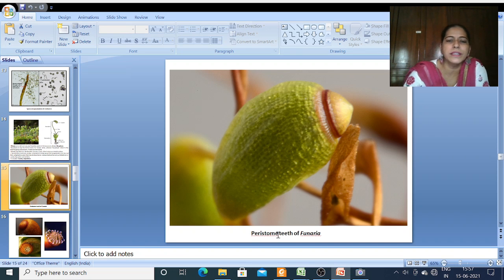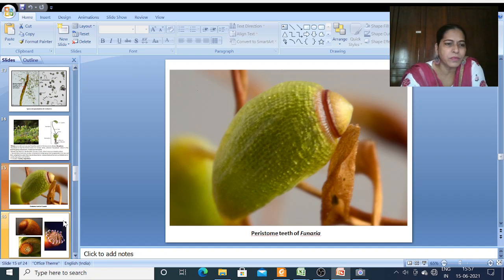Now we will see the peristome teeth of Funaria. This is an enlarged, close-up view of the peristome teeth. Here we basically have the capsule. This is the capsule, and the upper portion is called the operculum. And inside the operculum, you have the peristome teeth.